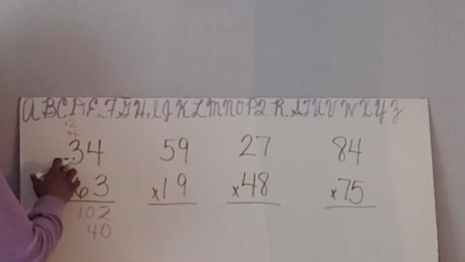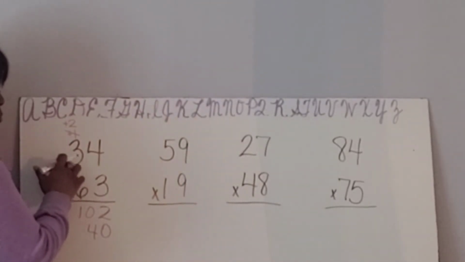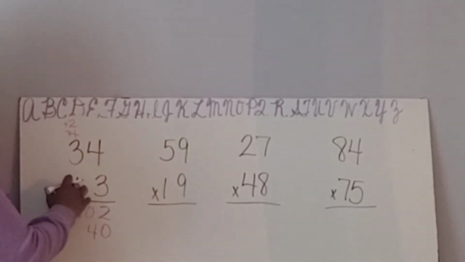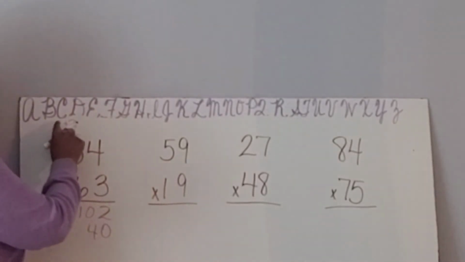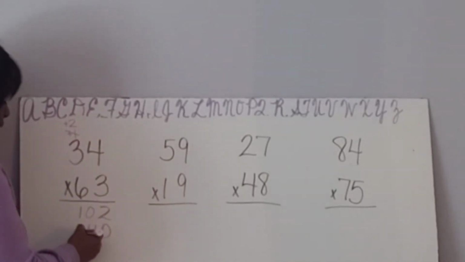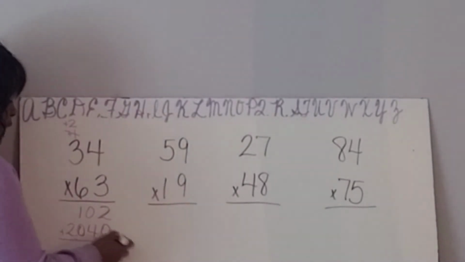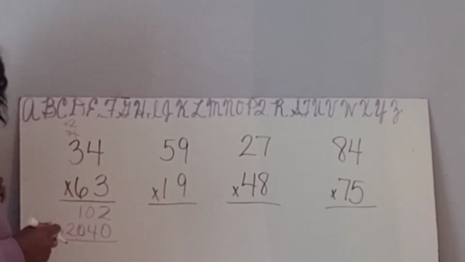Now when I multiply my tens place times my tens place, 3 times 6, 18. Don't worry about the 1 because it's crossed out. Now I do plus 2. 18 plus 2 is 20. And that's what I'm going to write underneath. So my answer is 2040 for the second partial product.